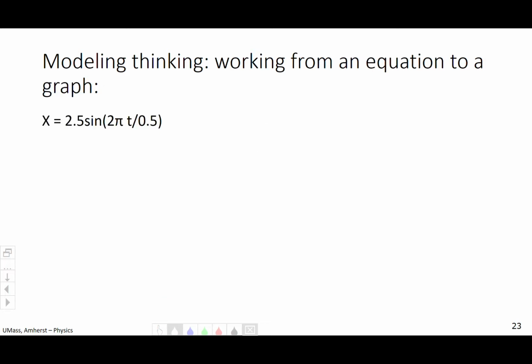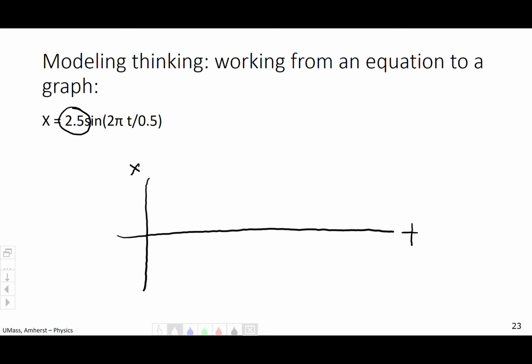All right, now working from an equation to a graph. Okay, let's do this. So first, amplitude. Let's make our graph here. We have time and we have displacement. So we just know that this has to be 2.5. And our period, which we find here, is half a second. So let's delineate some different points on this graph here. Let's make this 0.25, let's make this 0.5, 0.75, and 1.